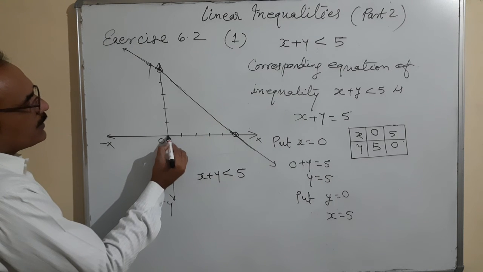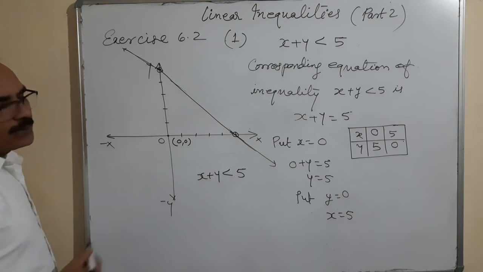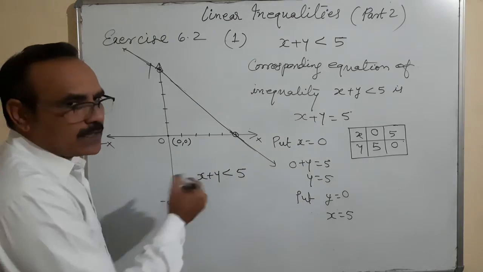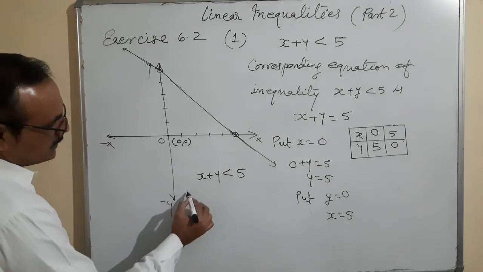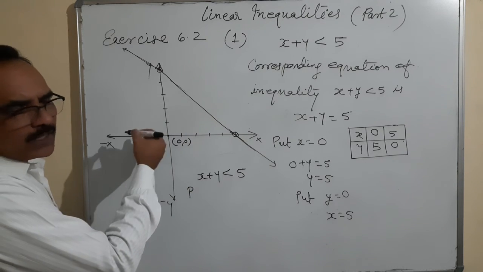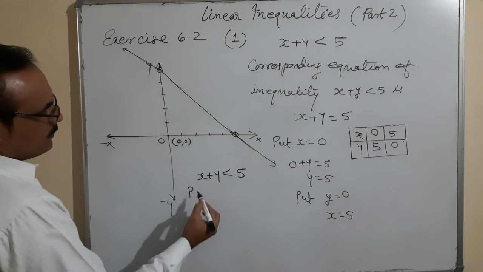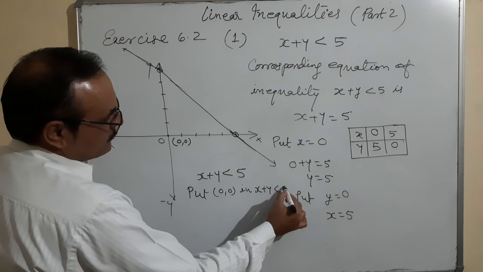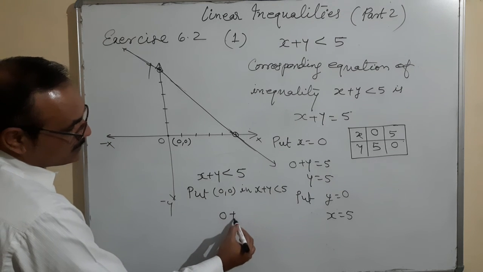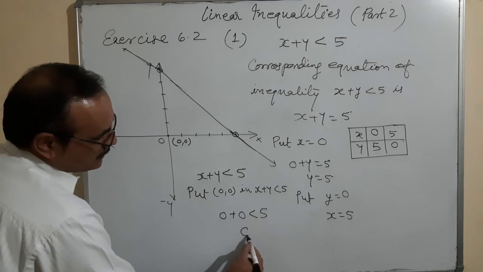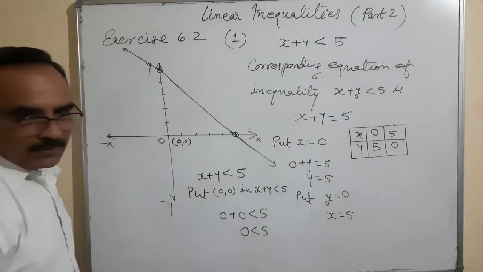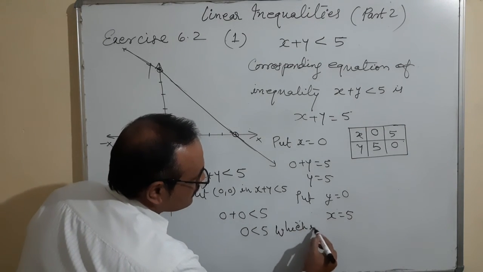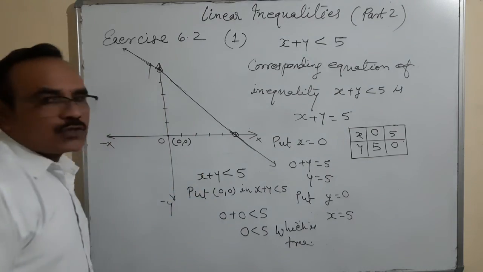On the left hand side, one point is this, its coordinate 0 comma 0. So in this inequality, let us put 0 comma 0 and see whether this condition will be fulfilled, yes or no. You can take any point from the left or any point from the right. So put 0 comma 0 in x plus y less than 5. Then what happens? 0 plus 0 is less than 5. And 0 less than 5, what does it mean? Yes, 0 is less than 5, which is true.